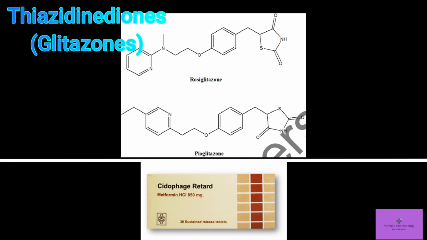Thiazolidinediones, glitazones, are insulin sensitizers, agonists of the nuclear receptor termed peroxisome proliferator-activated receptor gamma, that decrease insulin resistance. There are three parts responsible for the activity: the lipophilic tail, the phenoxyalkyl linker, and the acidic head group, with the acidic hydrogen essential for the activity.